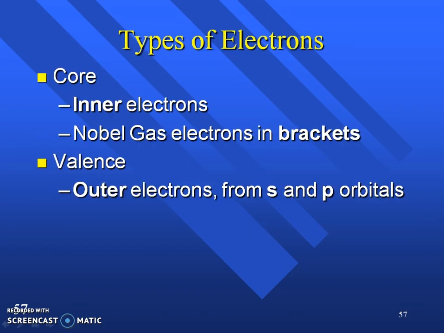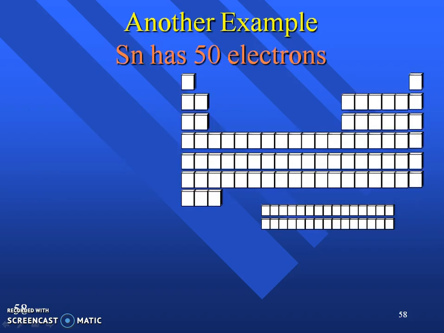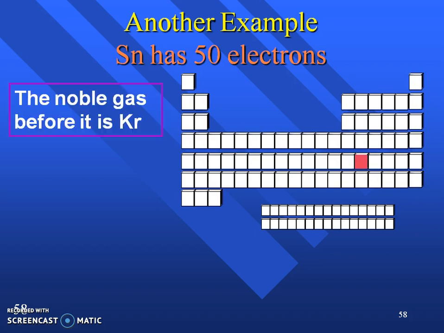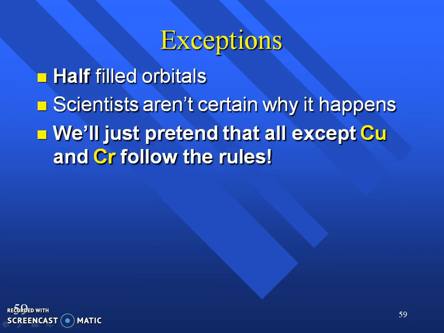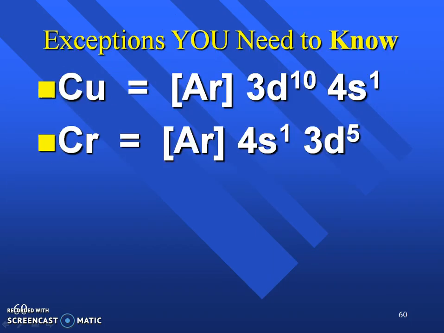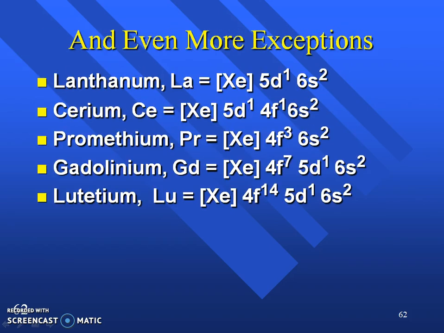So there are 2 types of electrons that I talked about before, your core and your valence, inners and outers. And again, going through another example for tin, which has 50 electrons, just going through what that would look like in its condensed form. Also, there are some exceptions, and those exceptions you should know. Real quick, there's some others.